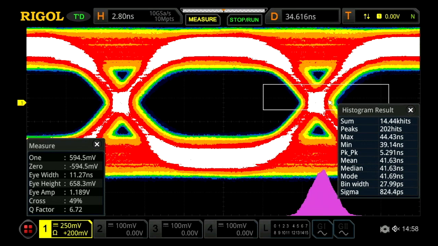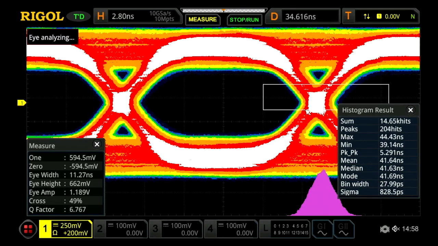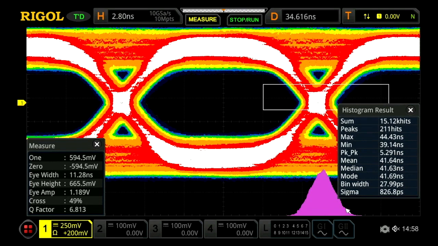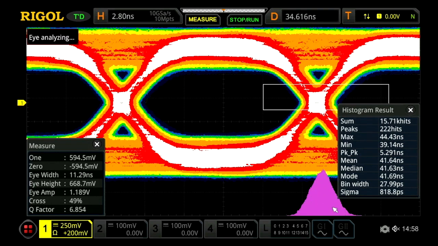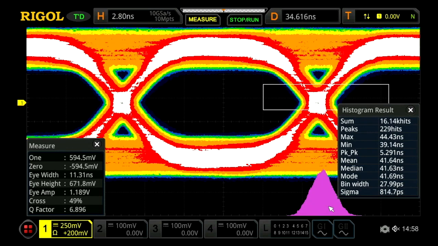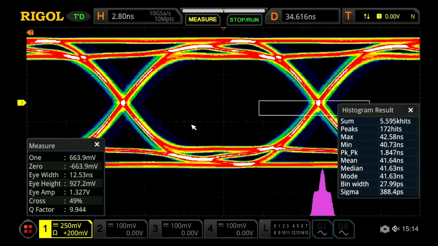And we have a certain amount of frequency noise causing this to move back and forth left to right and causing this distribution here. So we're using the histogram to look at the crossing pattern and show us the distribution of those transitions.